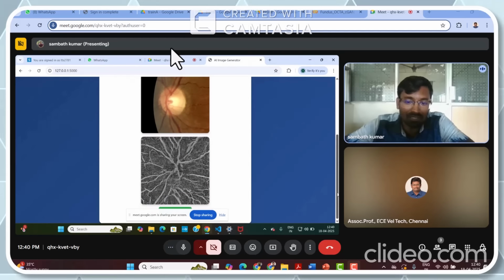So this is our synthetic OCTA image for the corresponding fundus image. If we need to download the image, we have an option here to download the same.